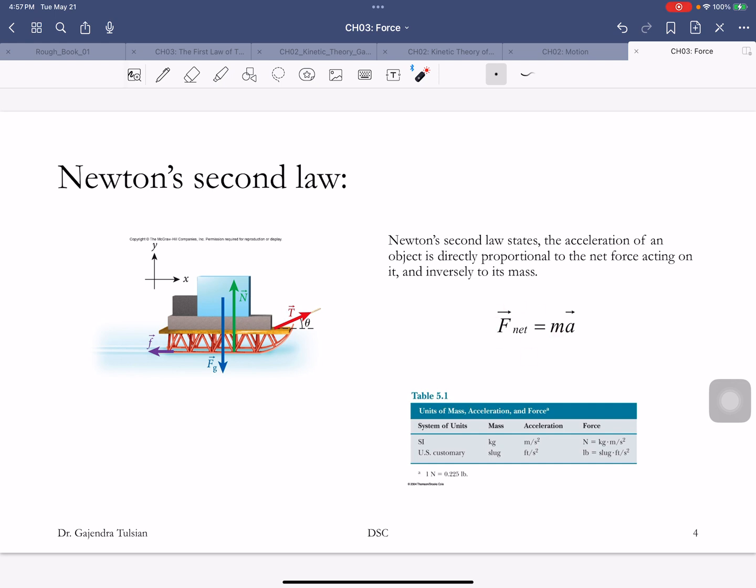Now this is a vector equation. Okay, so the acceleration is in the same direction as the force. Now in SI units, mass is measured in kilograms, acceleration in meters per second squared. So force is kilograms times meters per second squared. And this combination of units is called a Newton in honor of Mr. Newton.